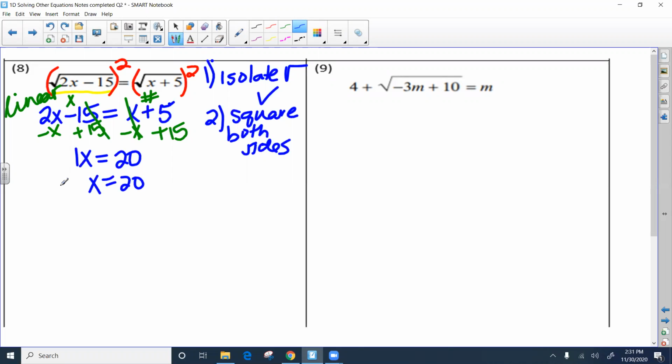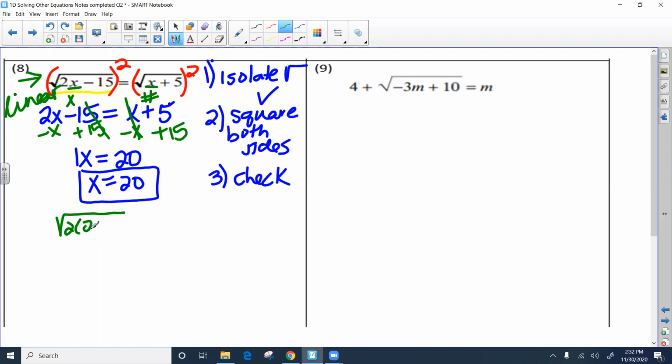Okay, so we've got our solution. But we are not done until we check. So we get x equals 20, but we want to check to make sure it works. We always are going to plug into the original equation. And in this case, there's x's on both sides of the equal sign. So make sure you plug in the 20 for both places there's an x. So when I do that, I would have on the left side, 2 times 20 minus 15 under the square root equals square root of 20 plus 5.